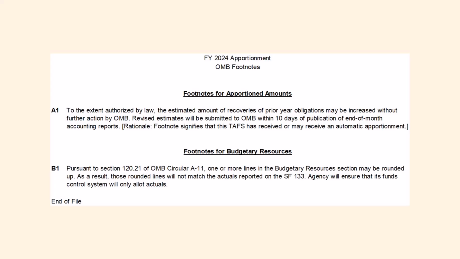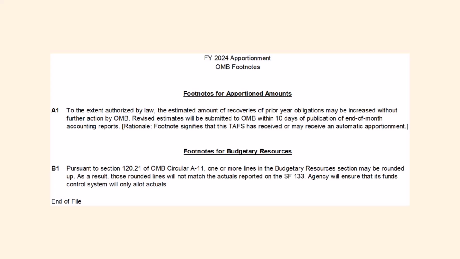Footnote A1 says, to the extent authorized by law, the estimated amount of recoveries of prior year obligations may be increased without further action of OMB. Revised estimates will be submitted to OMB within 10 days of publication of month-end accounting reports. This gives VA flexibility when recoveries exceed estimates. They can spend the additional recovered funds without waiting for a new apportionment, but must notify OMB within 10 days of their monthly financial reports. This connects the SF-132 and SF-133 reconciliation process, where agencies report what actually occurred versus what was planned.